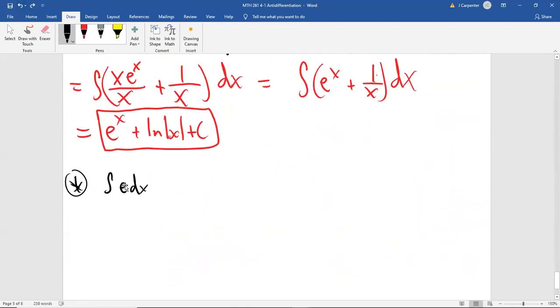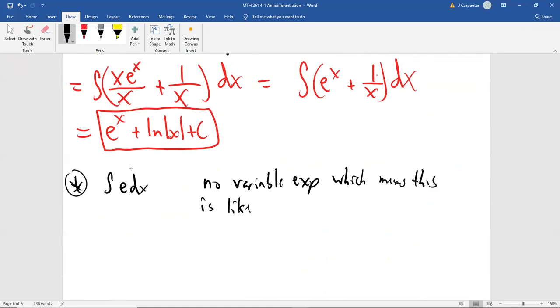This e does not have a variable exponent. So there is no variable exponent, which means this is like the integral of a dx. It's just a constant. We said that the integral of a constant is just that constant times a variable plus another new constant.